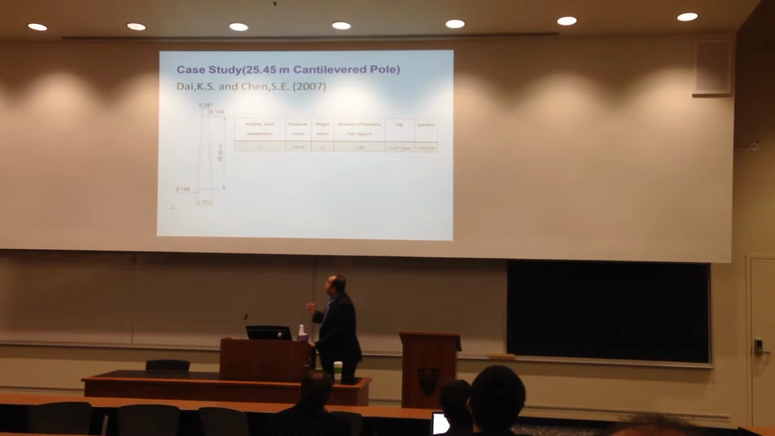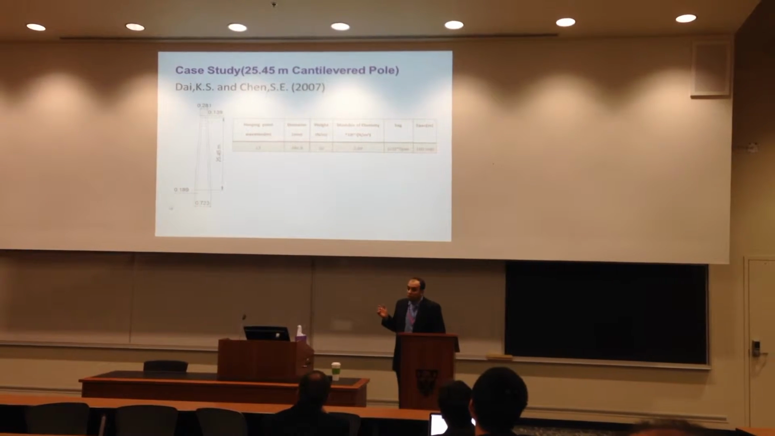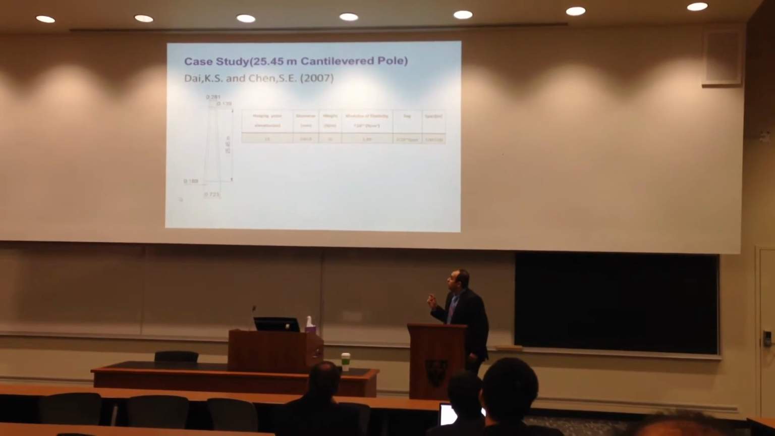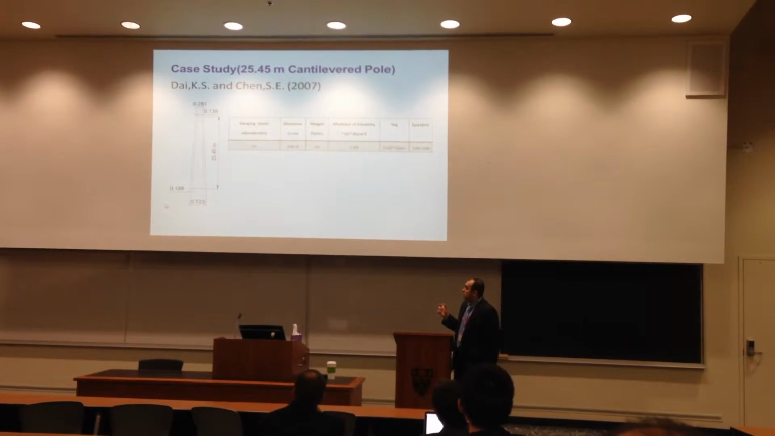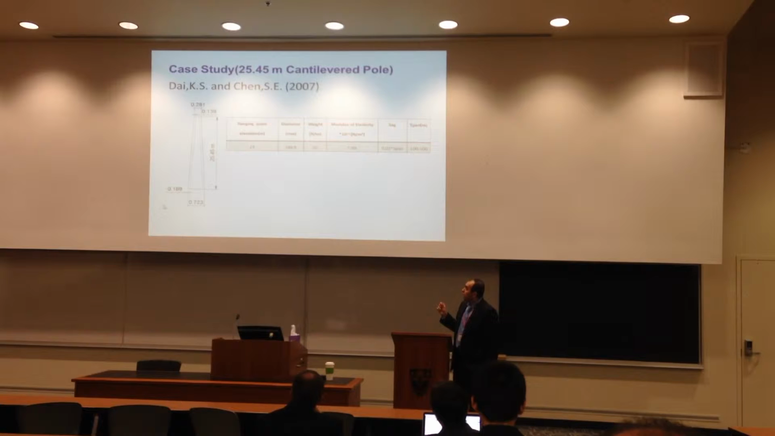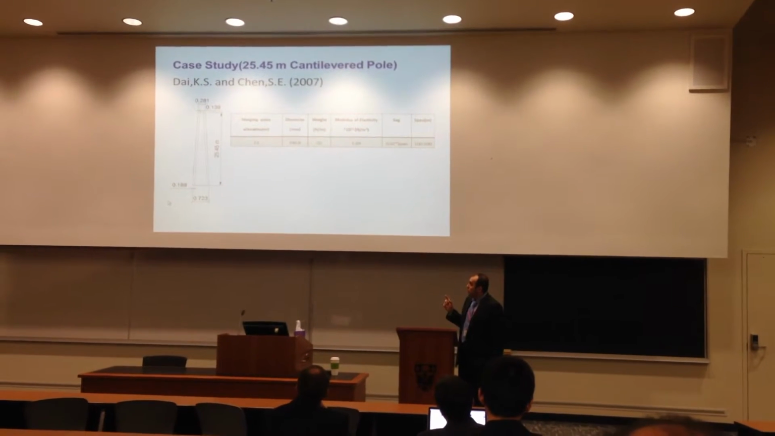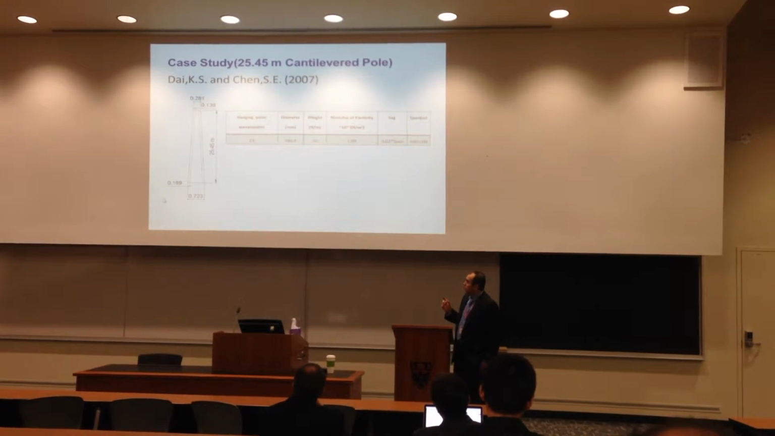So these are the pole dimensions. It's 25 meters high. The outside diameter at the top was 0.28 meters. The outside diameter at the bottom was 0.72 meters, and the top thickness is 0.14. The bottom thickness is 0.20.